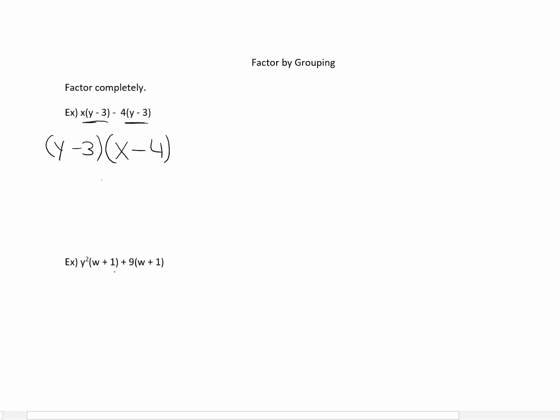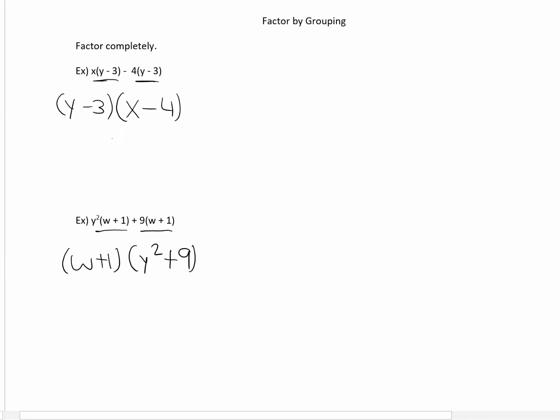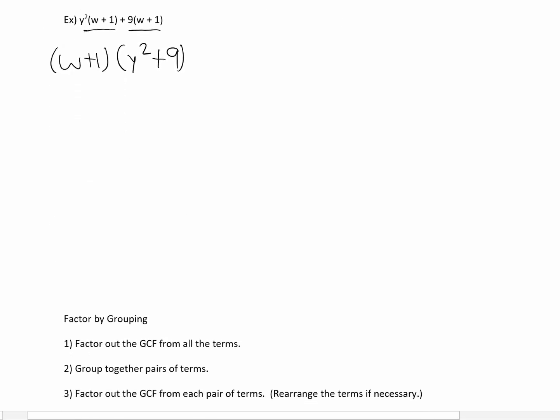Again, is there a greatest common factor I can take out of these two terms other than 1? Well, they do have a common factor of w plus 1. When I divide out w plus 1 from the first term, that leaves me with y squared. When I factor out w plus 1 from the second term, I'm left with 9. And we're done here. So this is the very last step of what is called factor by grouping.